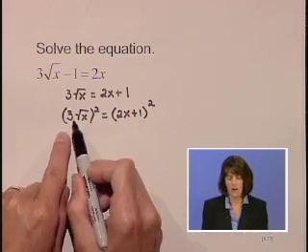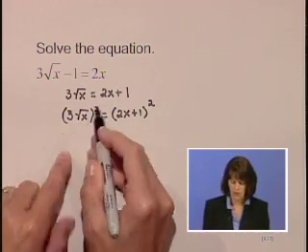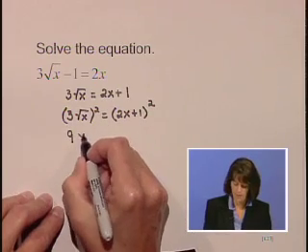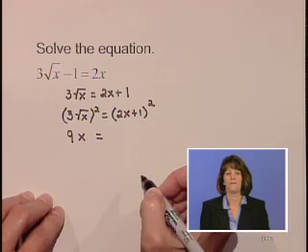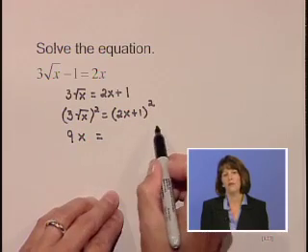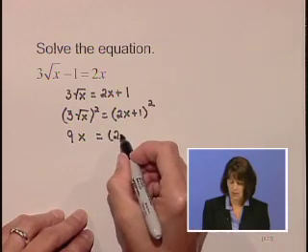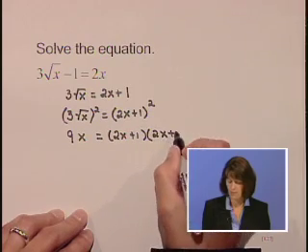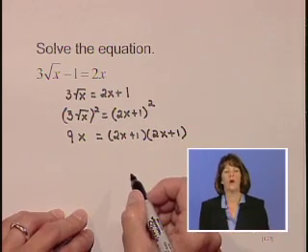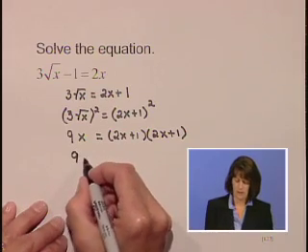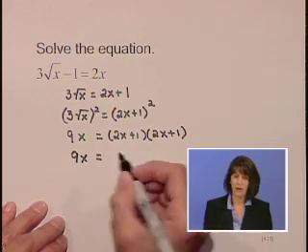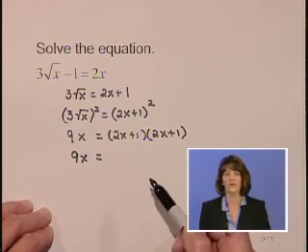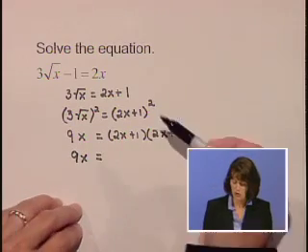Remember to square both factors. 3 squared is 9. The square root of x squared is x. On the right-hand side, remember to FOIL this out. So let's go ahead and expand that out, writing it as 2x plus 1 times 2x plus 1. I would say the most common mistake on this one would be to forget to FOIL that piece right there. Let's make sure we don't make that mistake.